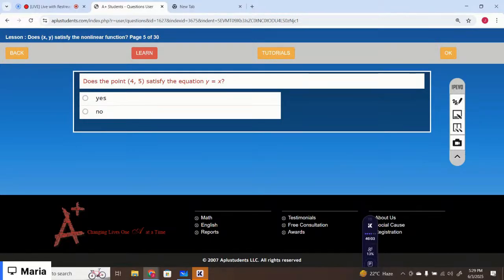Does the point 4, 5 satisfy the equation? The correct option is no, option two is the correct option.